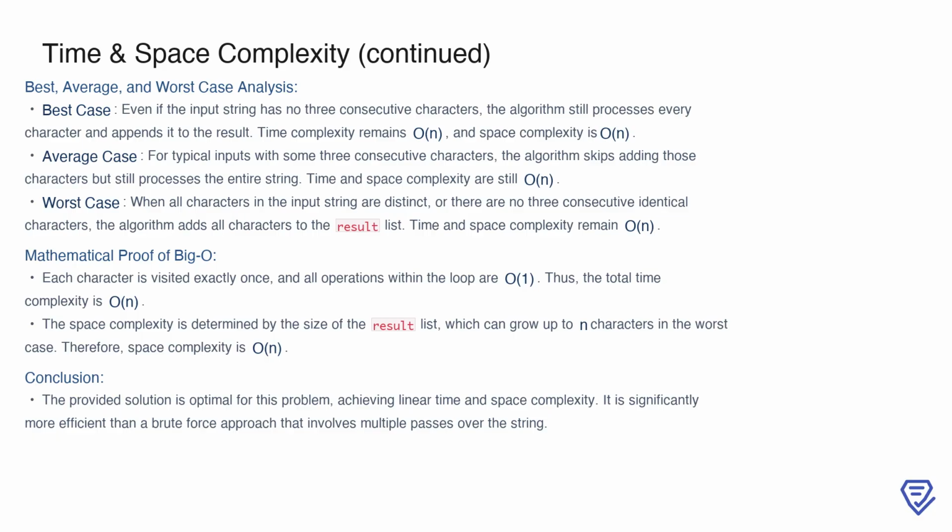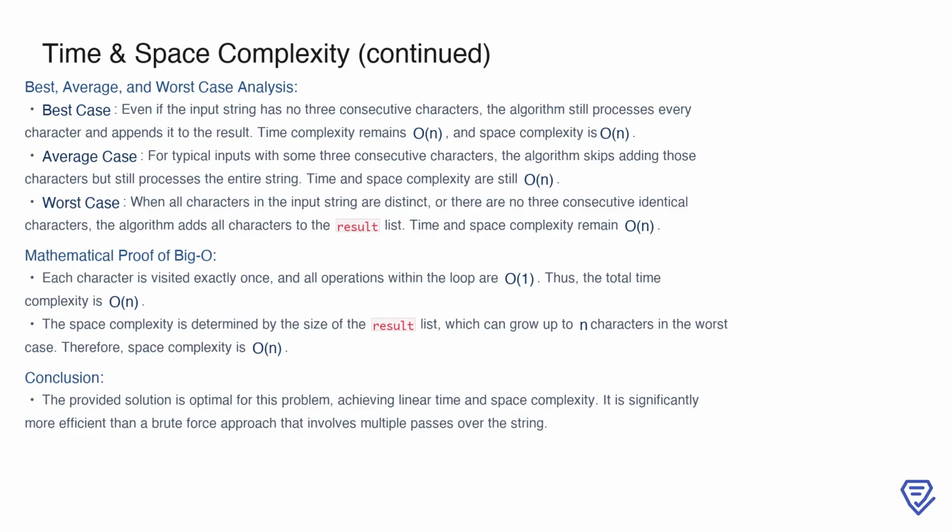Finally, in the worst case, if all characters are distinct or there are no 3 consecutive identical characters, the algorithm appends all n characters to the result list, resulting in O(n) time and space complexity. This consistent linear performance across all scenarios demonstrates the efficiency of the solution.